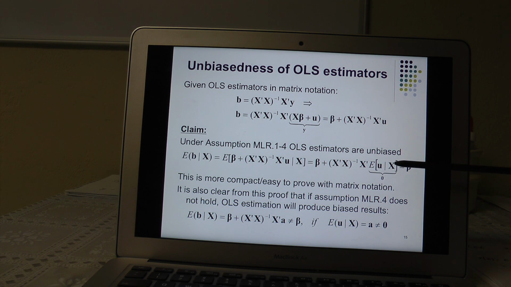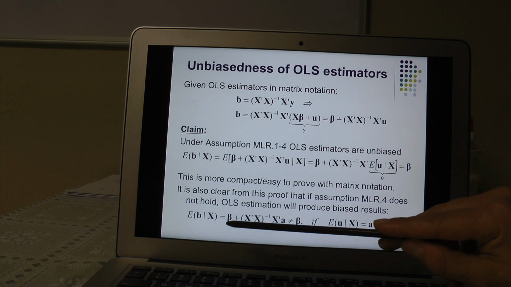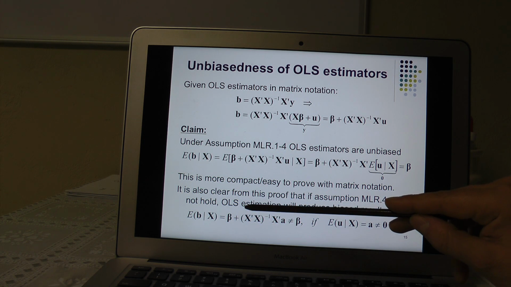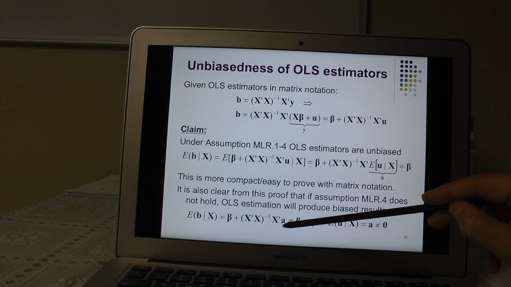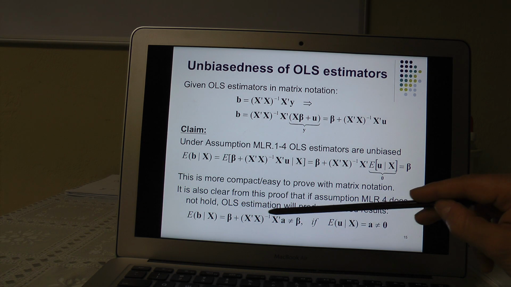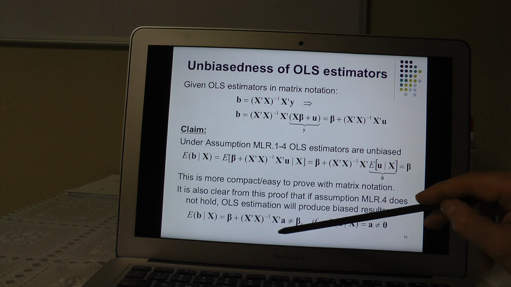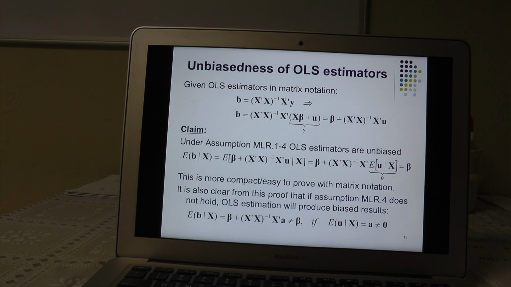Now, it's also easy to see here that if assumption 4 does not hold, that this is equal not to 0 but to, for example, a non-zero vector a. Then when you come here, what you receive is beta plus a, and this thing is not 0 anymore. So that's the bias right here. And the larger a is, the larger your bias is. So the closer this is to 0, the closer assumption 4 is to being satisfied, the smaller your bias, the better your life is.